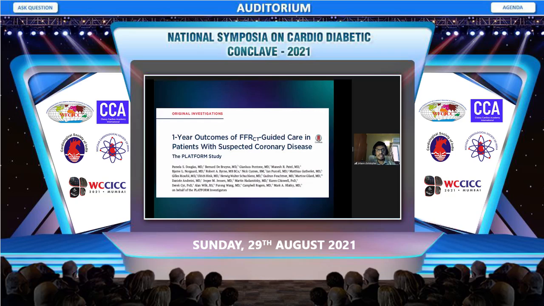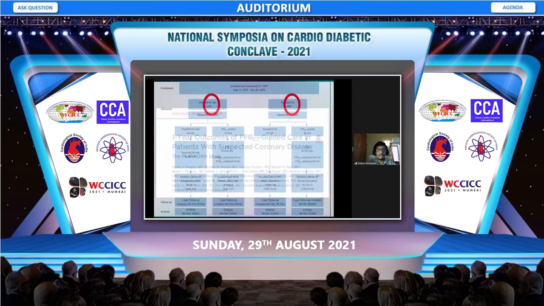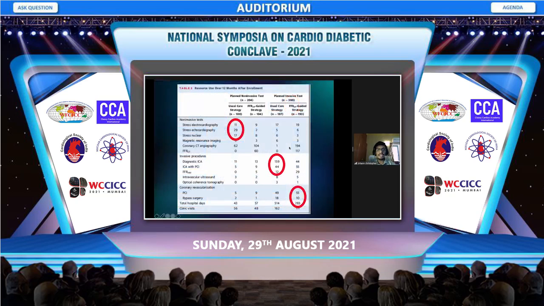What is more important than numbers is what is happening to the clinical outcomes. This PLATFORM study headed by Dr. Pamela Douglas looked at two groups, the non-invasive group of investigation and the invasive group, in patients who had coronary artery disease. The non-invasive group had two arms, the usual care and the FFR-CT, and the invasive group had the usual care and FFR-CT. See the number of unnecessary tests that have been done in the usual care strategy compared to FFR-CT, and see the number of negative diagnostic invasive angiograms done in the invasive group compared to the FFR-CT.